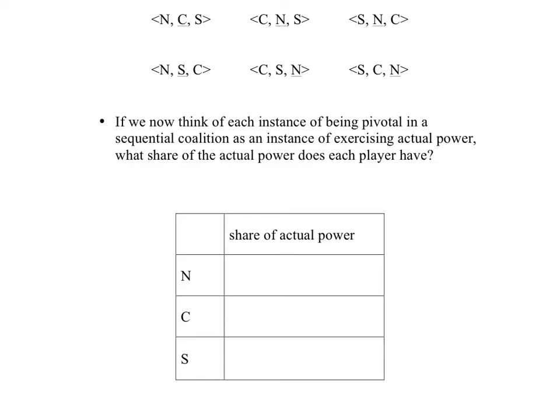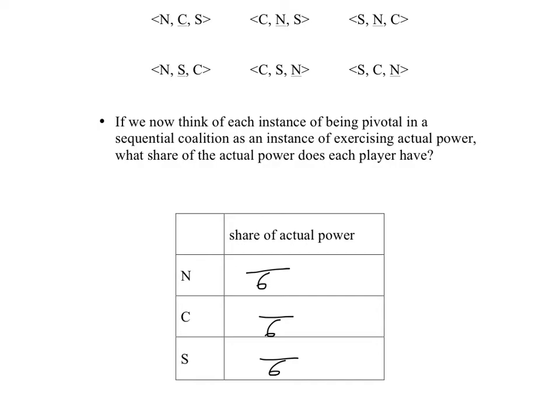Well, we count up that there are 1, 2, 3, 4, 5, 6 instances of exercising actual power. The great thing about sequential coalitions is that there's going to be exactly 1 underline in each one. There's 1 instance of exercising actual power for each sequential coalition. So if we know in advance how many sequential coalitions there are, then we know in advance what the denominator will be in all of our fractions. Okay? So each player will have so many sixths of the power, because there are 6 instances of someone exercising power, according to this way of thinking about power.